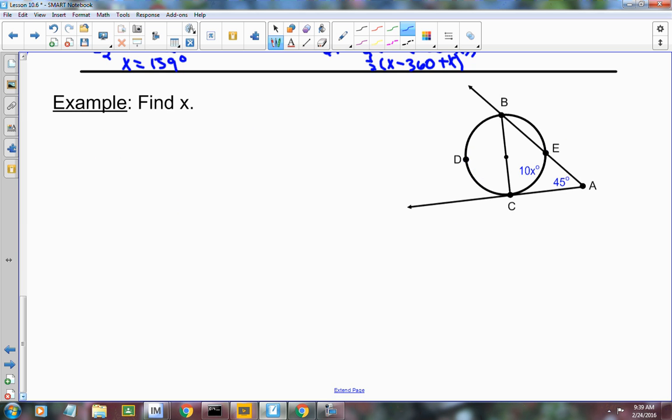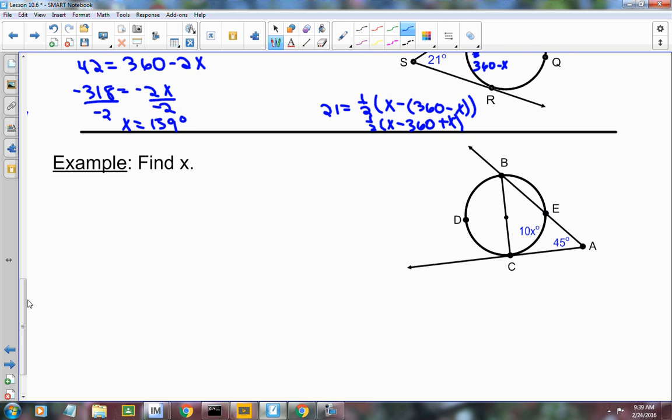This one is a secant and a tangent. And notice, what is this right here? It's a diameter, so keep that in mind. So we want to find x. They give us the angle. They give us information about the inside arc. What's the outside arc? 180, because this is a diameter. So I take my angle, which is 45, and it is half the difference of the outside arc minus the inside arc. So we multiply both sides by 2.